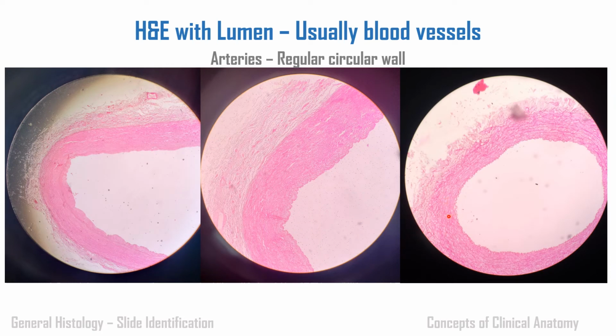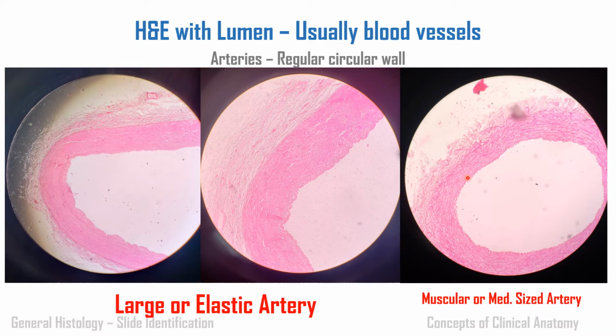Here in 10x itself you can see randomly oriented small elastic fibers. Here we can't appreciate individual fibers, that's why this whole thing is the elastic fiber. So these two are the large arteries and this is a medium-sized or muscular artery. The large artery is otherwise known as the elastic artery.